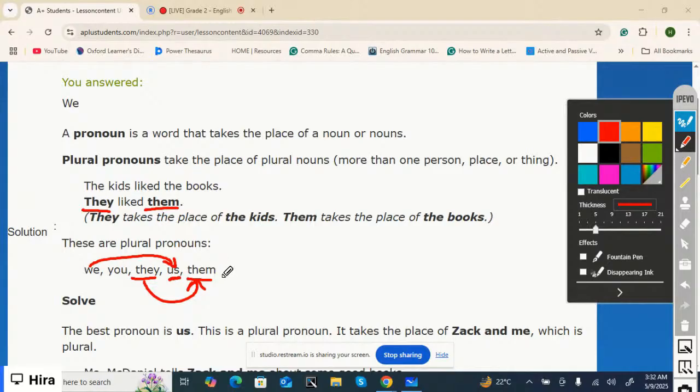I hope it is clear. I hope you understand how plural pronouns take the place of plural nouns. Let's begin the test.